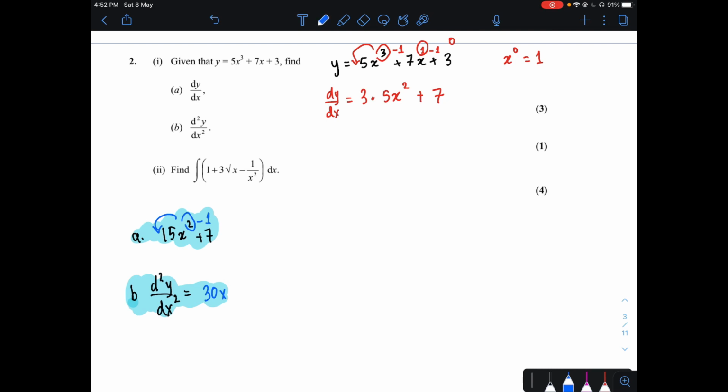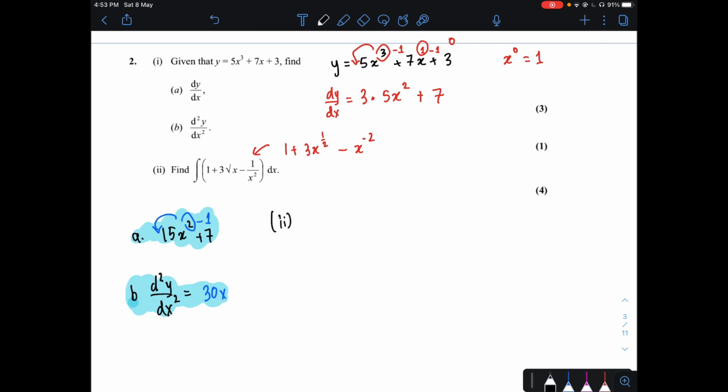So part C now. Part C or part II. The key thing with this, for any integration or differentiation for that matter, is you try to first make these expressions more easily readable. So instead of 1 plus 3 root x, you write 1 plus 3x to the power of half, and similarly the other one, x to the power of negative 2. Why? Because it makes it easier when we're integrating. So part II.